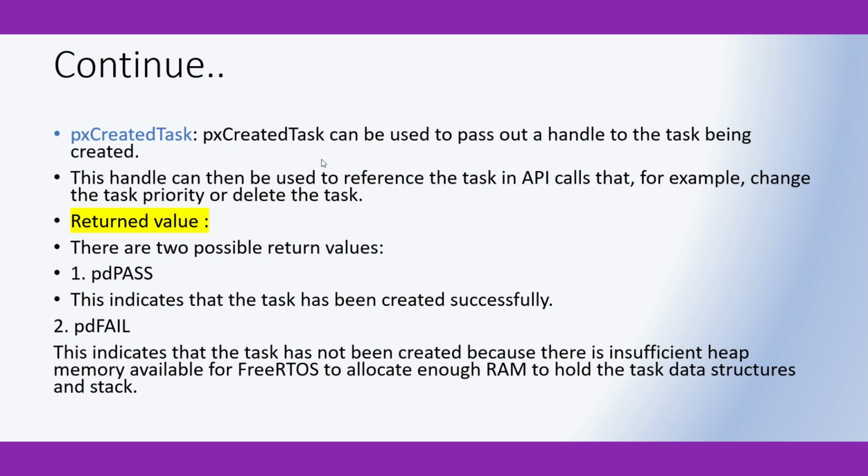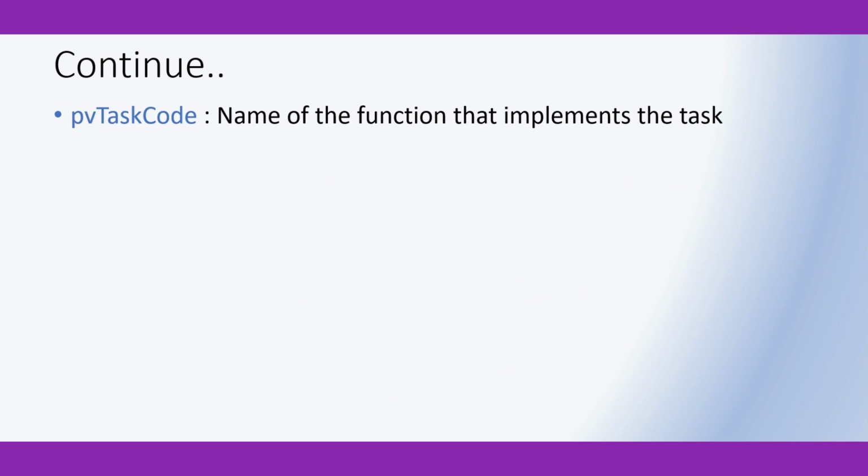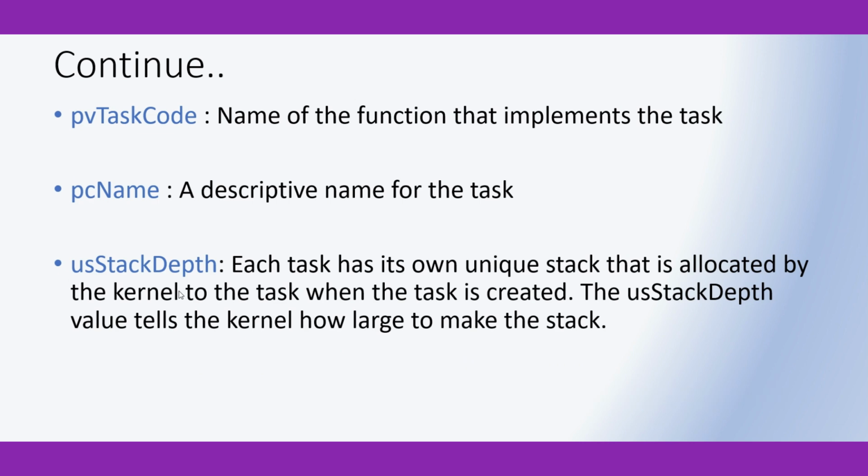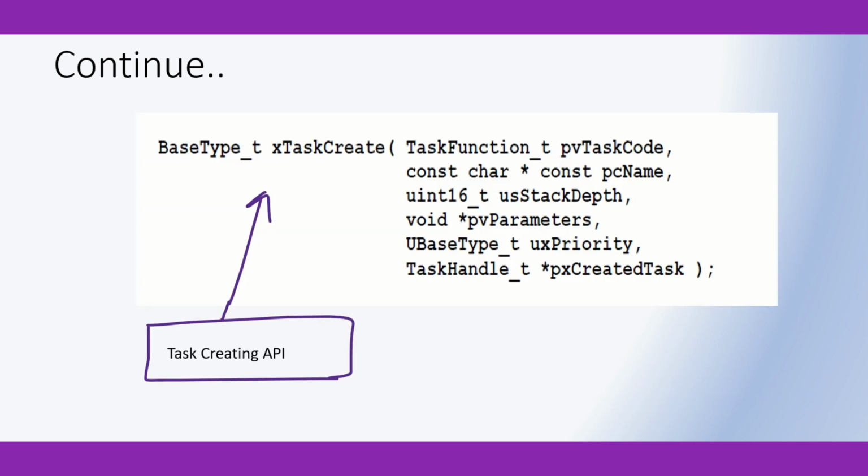Now, after executing the API function, we have to make sure the task is created. For that, there are two return values that we need to check: pdPASS and pdFAIL. If the task is created successfully, it will return pdPASS, and otherwise it will return pdFAIL.